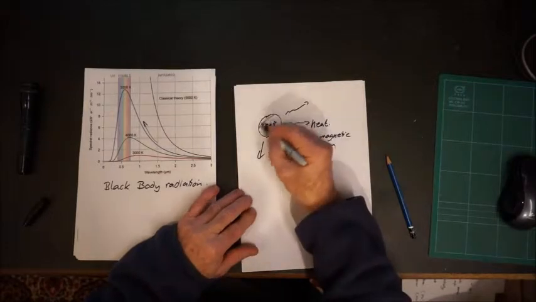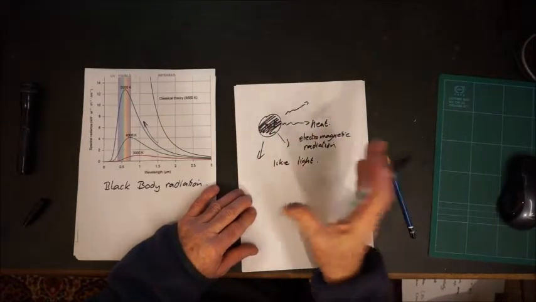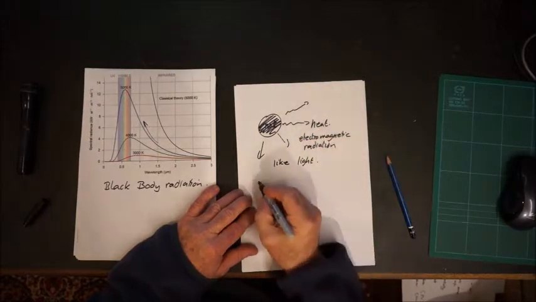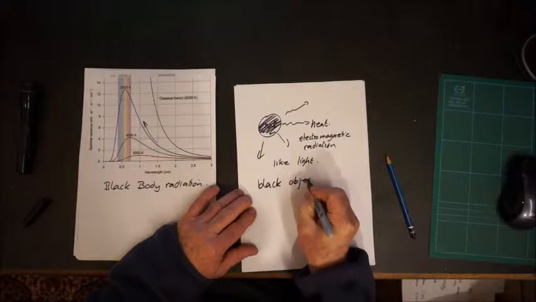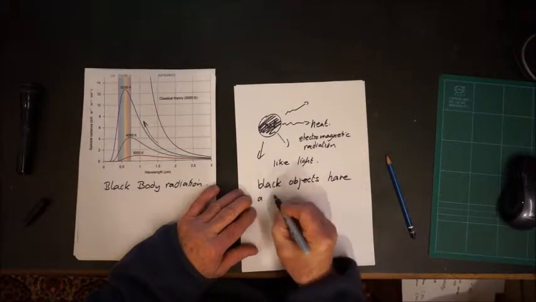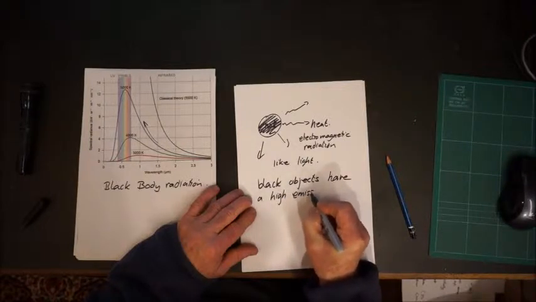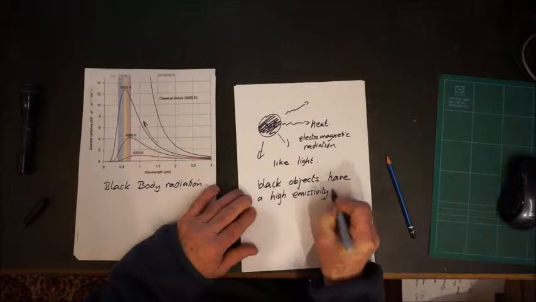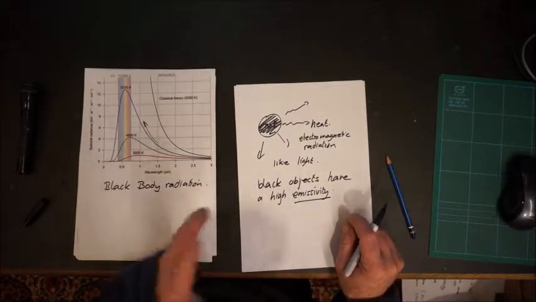The idea of the black body is that if something is completely black, it's going to either absorb or give off light very, very easily. There's actually a word that we have for that. It's a thing called emissivity, and we're going to look at that in a second when we look at heat radiation.